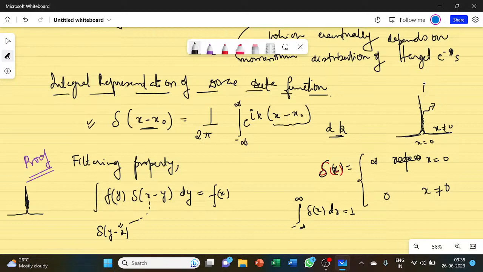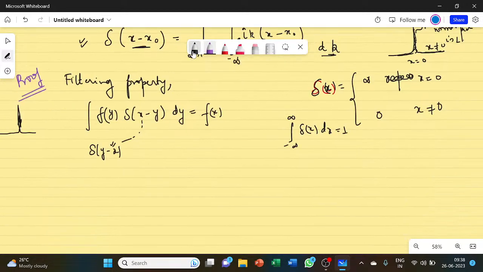That is the area under this narrow peak, which is simply unity, that is 1. Okay. So using this filtering property, one has to also understand this is one. This is called the filtering property.